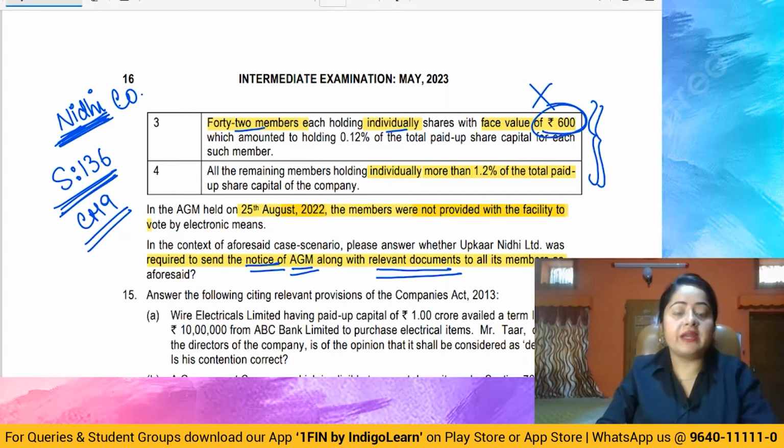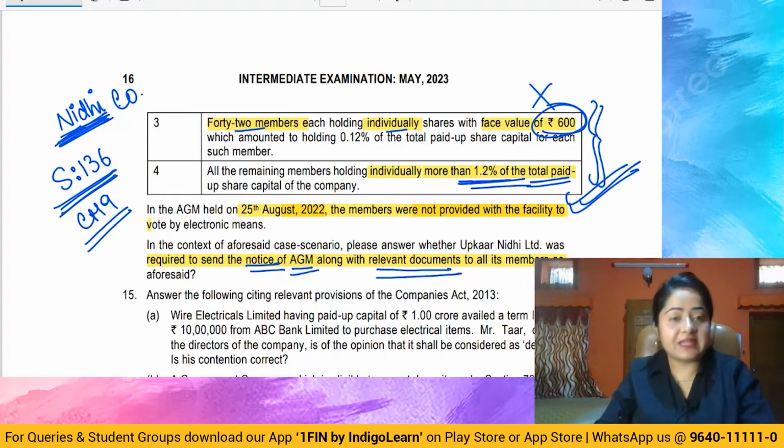Again, notice is not required. In the next case, individually they are holding more than 1.2% of the total paid up share capital. It is more than 1%. Therefore, here notice is required.